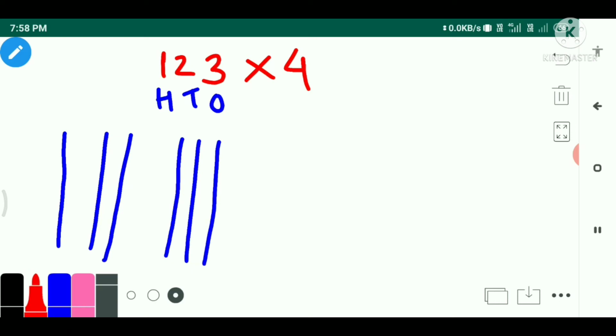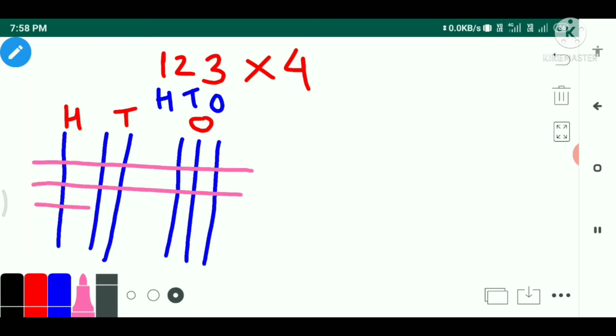Okay, so this one is what? 100, tens, ones. Okay, now the number that we need to multiply is what? 4. So we'll draw 4 lines. 1, 2, 3 and 4. Okay, now we'll see where it intersects.